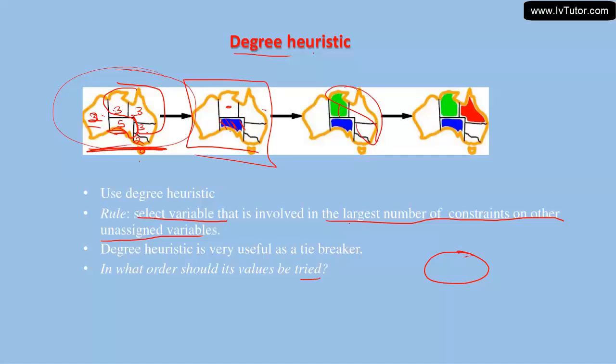Right. So it is also its drawback, where we're saying in what order its values should be tried, which is what you're talking about. It also has drawbacks, but it can be very useful as a tiebreak. Was that okay? Understand. So it's not going to break all the ties, but it is useful as a tiebreaker.